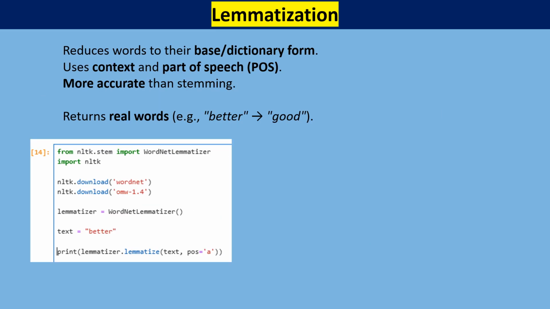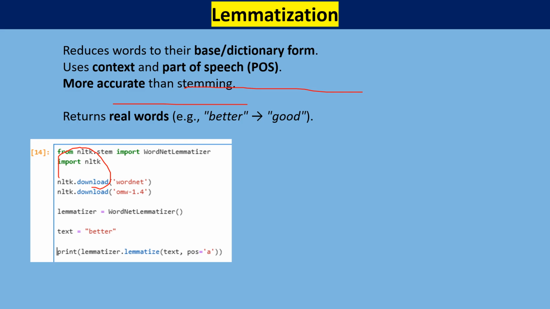Lemmatization reduces words into their base dictionary forms. It is like stemming but smarter. It uses the part of speech and grammar rules to return the correct dictionary form of a word. For example, better is not just chopped, it is interpreted as an adjective and mapped to good.